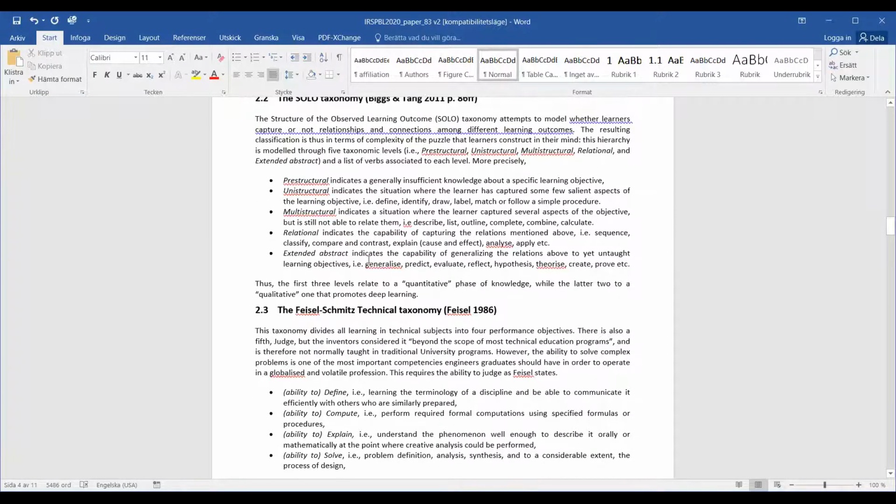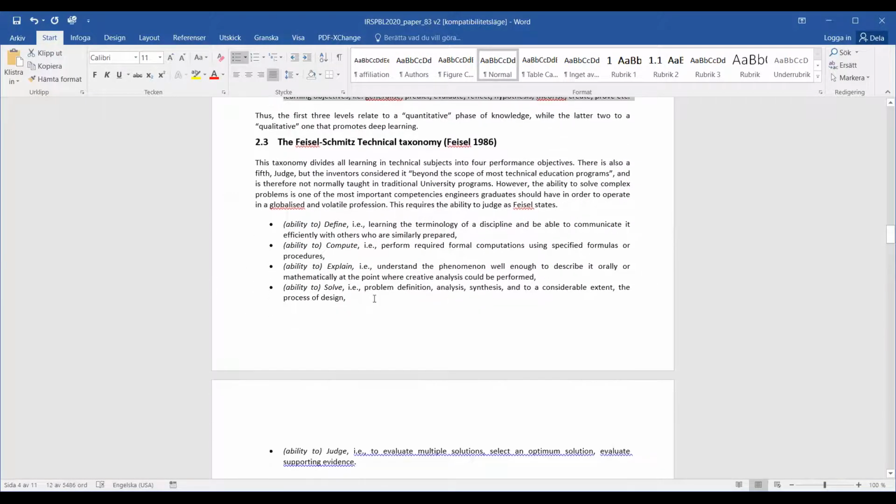What we discovered there was that it was quite frightening when we checked our courses, because we almost always ended up in the first three. That was a bit embarrassing for our teaching ambitions, so to speak. It was really hard to get to the relational and extended abstract level in terms of learning goals.